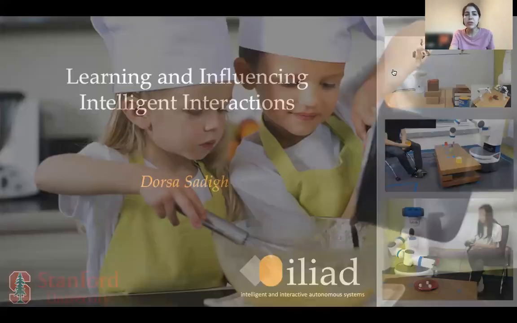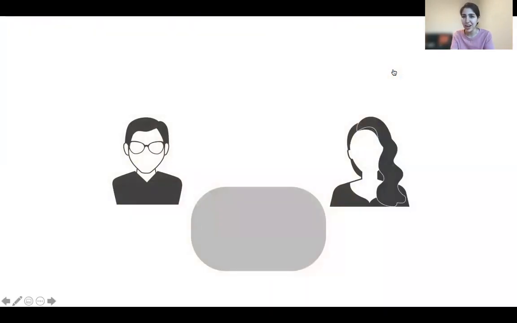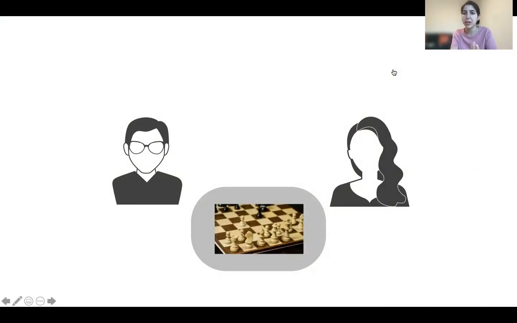When we think about intelligent interactions, the first thing that we might remember is how two humans can coordinate and collaborate with each other. And humans are amazing at this. They easily come into each other's spaces and collaborate and coordinate with each other. One common way of modeling human-human interaction is the idea that two humans can do a task together, like play a game of chess.